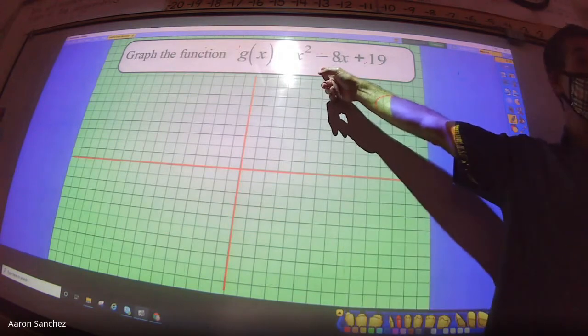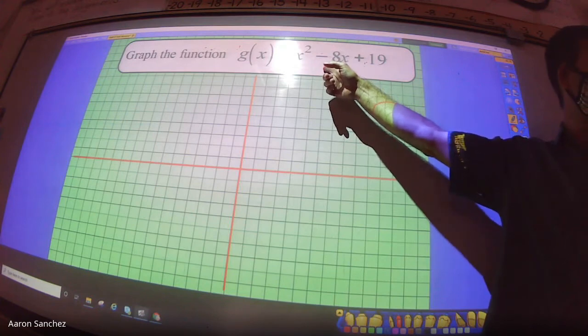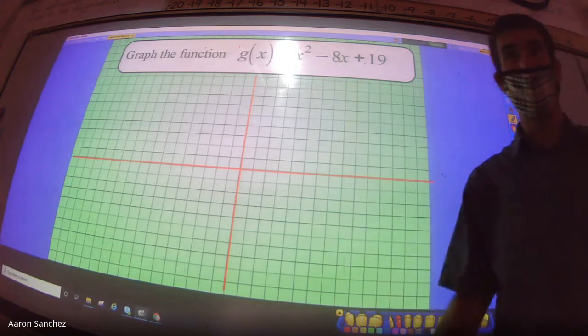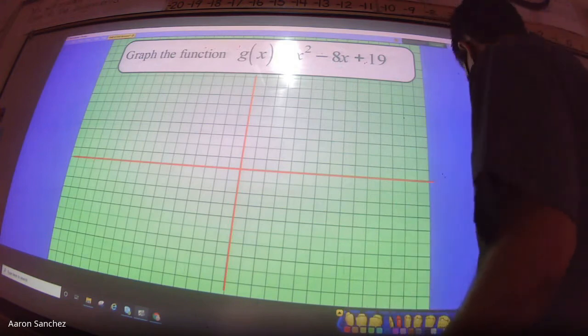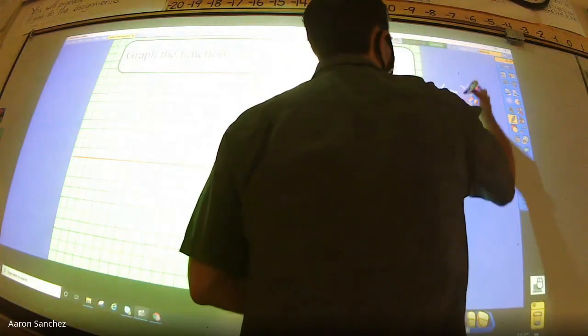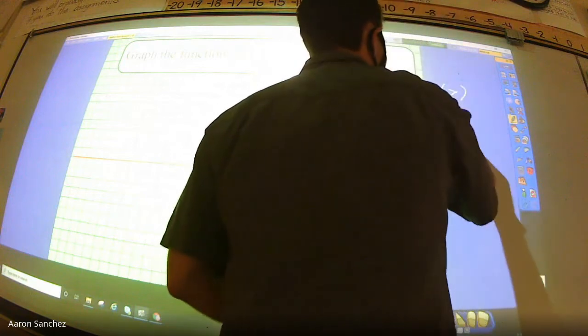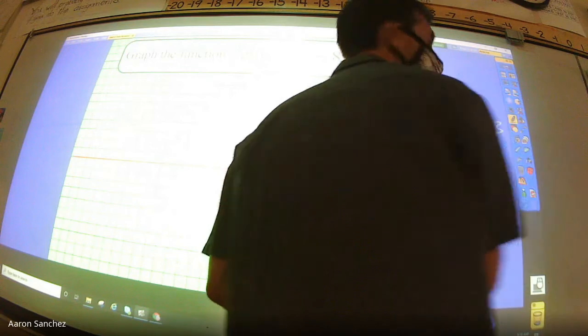Guys, we already put this in vertex form, right? It's the one we did before. Do you guys notice that? Isn't that the same one? So we know that g of x equals, what was it? x minus 4 squared plus 3, right?